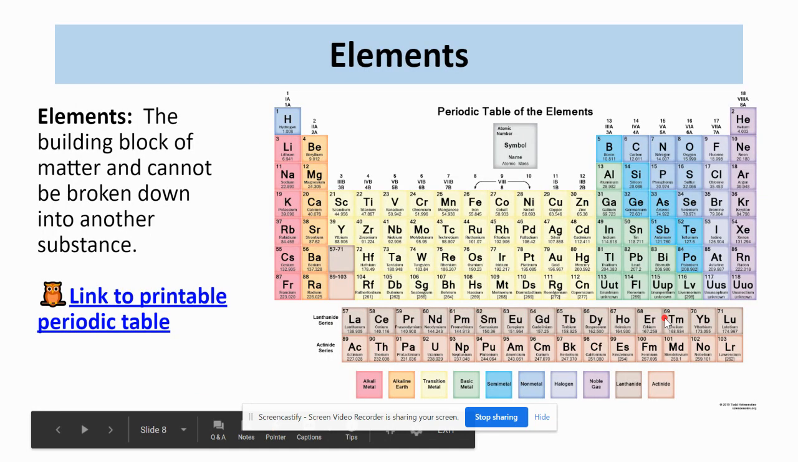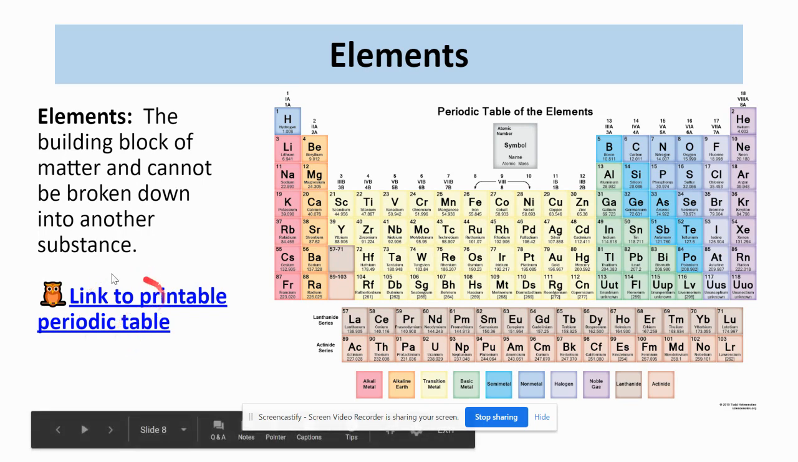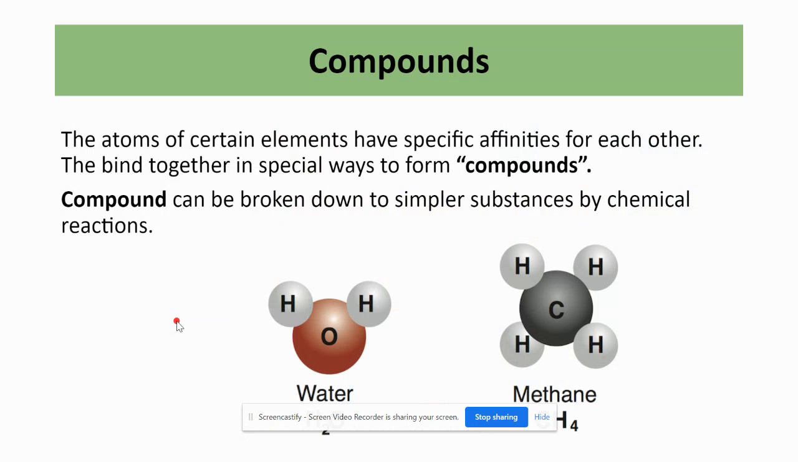Okay. So now, when you talk about elements, okay, elements here are the periodic table. Okay, you don't have to memorize the periodic table, but you have to know how to use it, and I'll teach you how to do that. It is a building block of compounds, and you cannot break it down any further. Okay, and if you click over here, this is the link to a printable periodic table. Now, here is the difference.